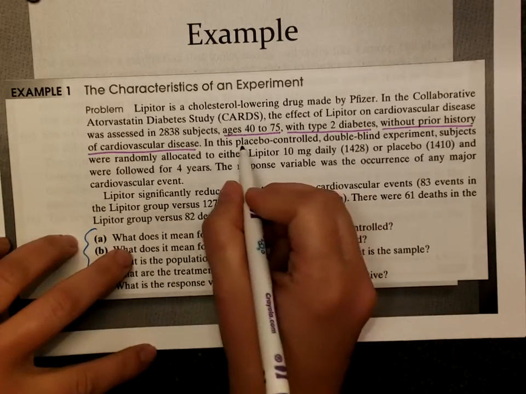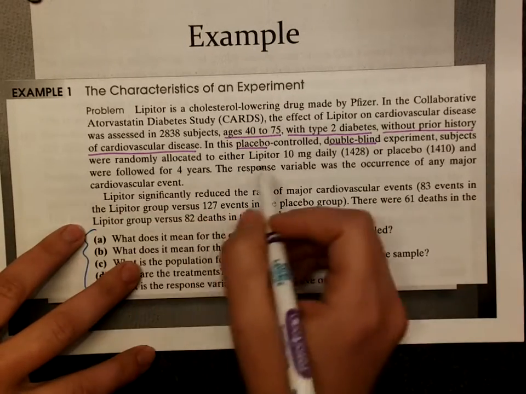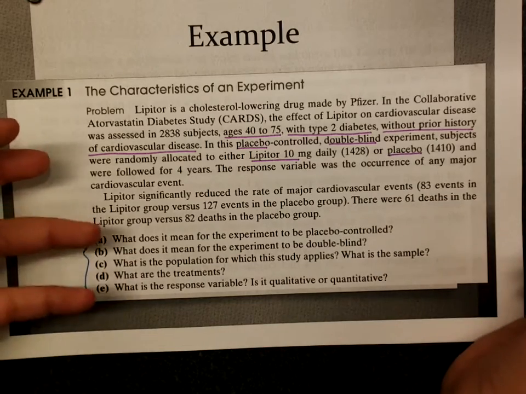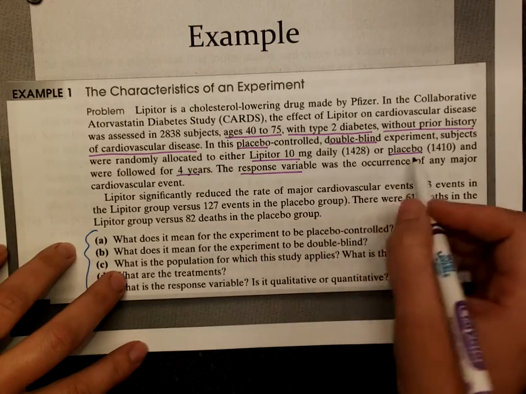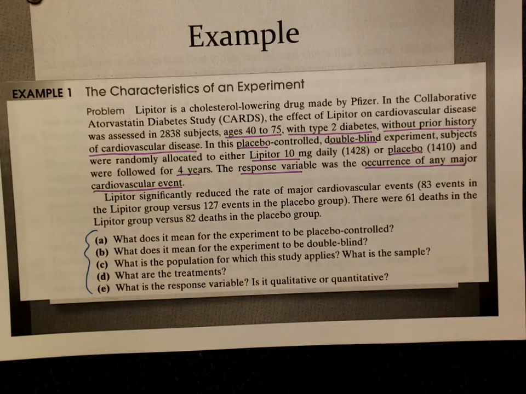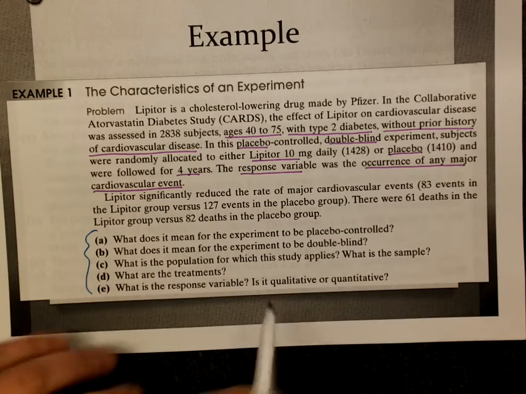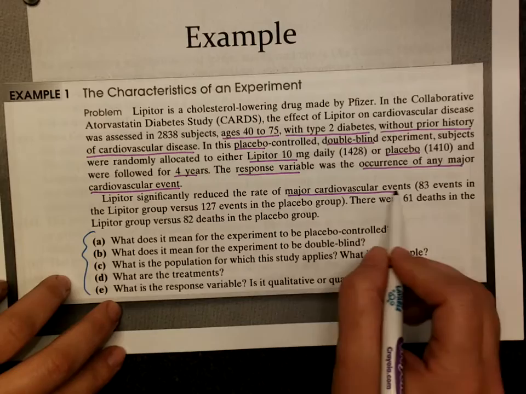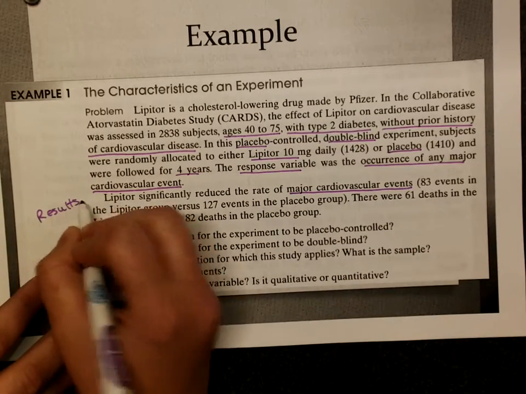It is a placebo-controlled, double-blind experiment, and the subjects either got Lipitor or a placebo, which for them they thought was Lipitor. And they were followed for 4 years. The response variable was the occurrence of any major cardiovascular event. Did you have a heart attack? Did you have something major as a cardiovascular event? And they found that Lipitor significantly reduced the rate of major cardiovascular events. So those are the results from the experiment.